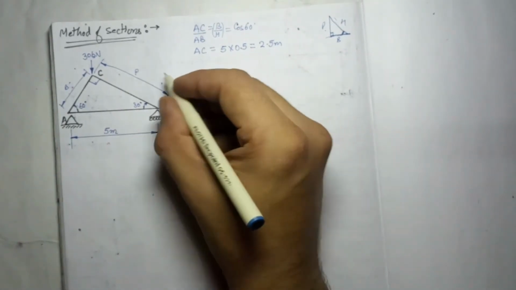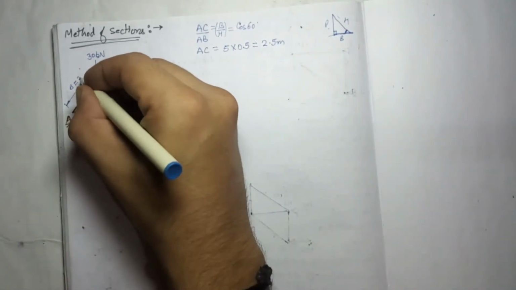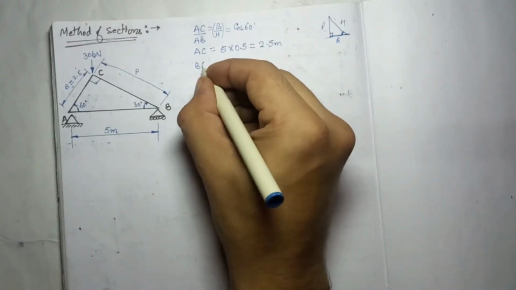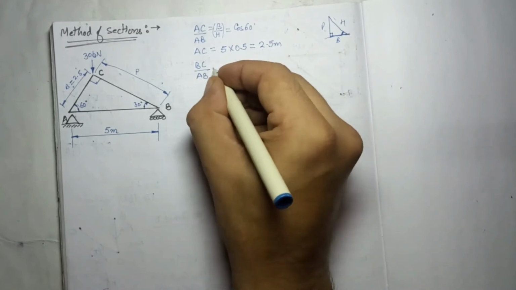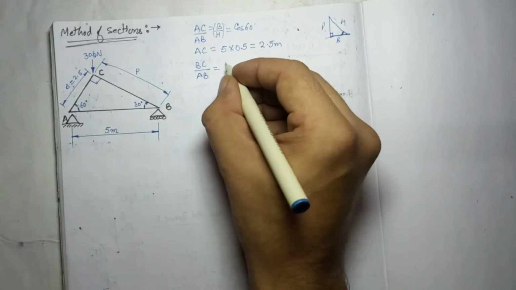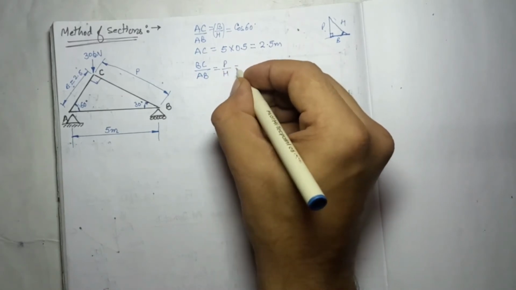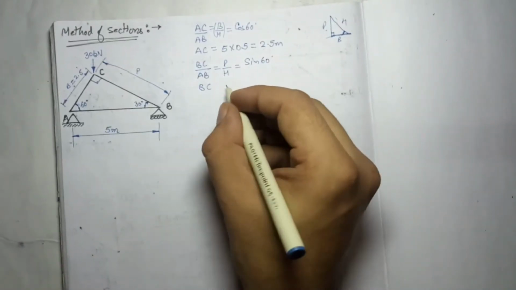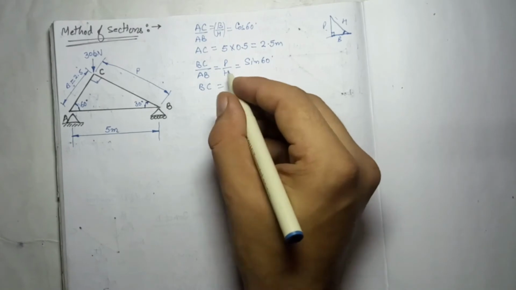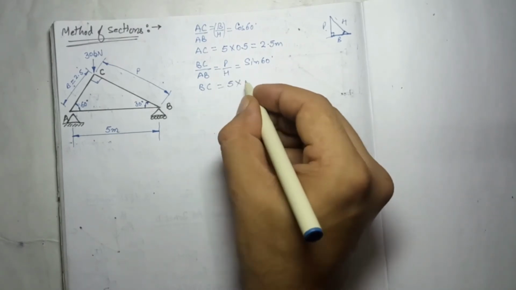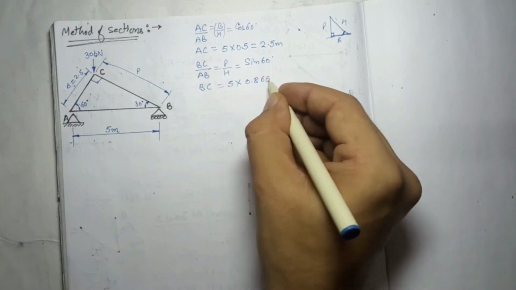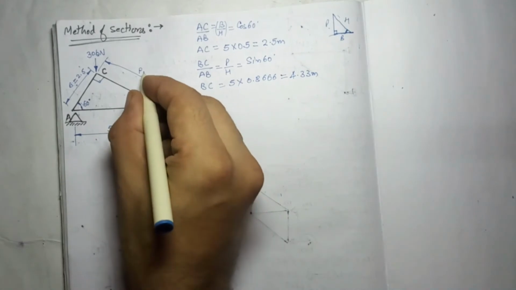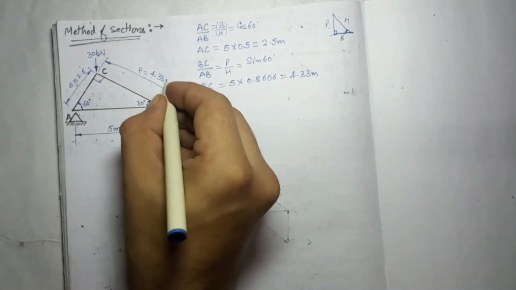Similarly, I got this value 2.5, and now I can find out BC also. BC upon the same AB. Now it is perpendicular over hypotenuse, so this will be sine 60. From here I can find BC. BC will be AB, which is 5, into sine 60, and sine 60 is 0.866, so after calculation we are getting 4.33 meter. So this value is coming 4.33 meter.